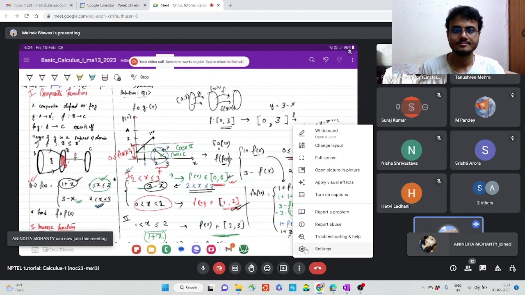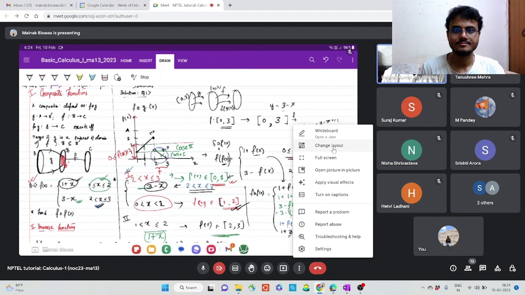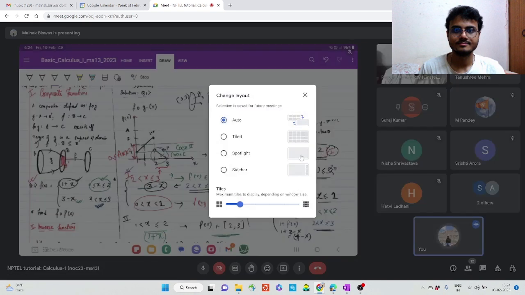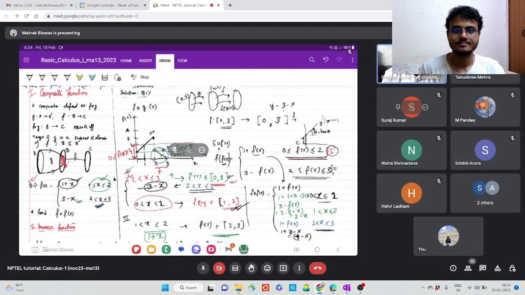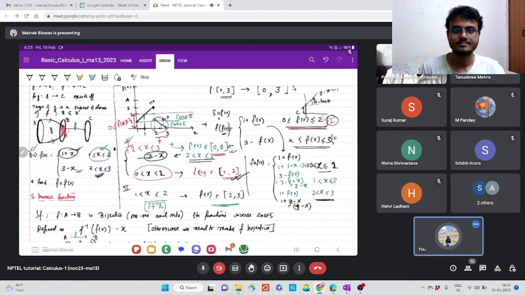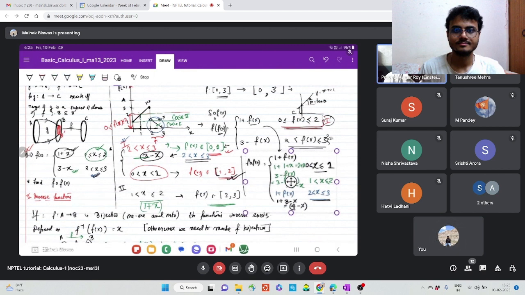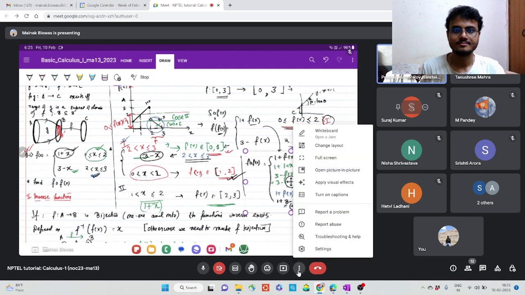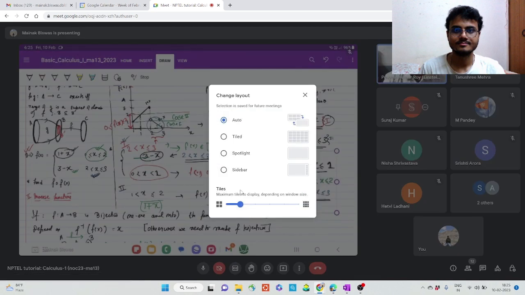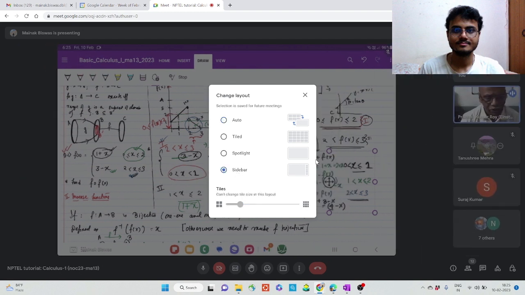I think there's this more options. You can click on these 3 dots, more options, and then you will have an option called change layout, near the end call option. Yes. Change layout. And then you click on spotlight. Okay. Is it working? Yeah. So the f of x function. But still the whiteboard is not appearing now. What is appearing? Just yourself and myself. Your whiteboard is not appearing now. So you can try sidebar once.